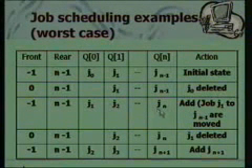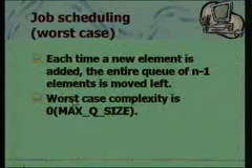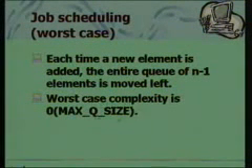I have added a new element called Jn here, and jobs J1 to Jn-1 are moved. So each time I insert one element, I am moving the remaining elements. If the size is very large, then the movement or shifting of elements will be very time consuming. And the worst case complexity is order of the maximum queue size.